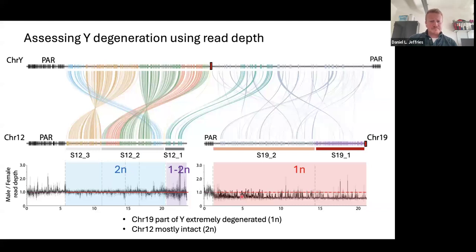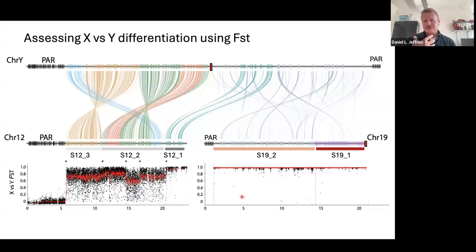The other thing you want to do when you're looking for strata is use sequence divergence between the sex chromosomes, rather than just read depth, looking for sections that are missing. This isn't particularly informative on chromosome 19 because there's really not enough diploid sequence to call variants often. It's much more useful on chromosome 12, where we see some interesting patterns.